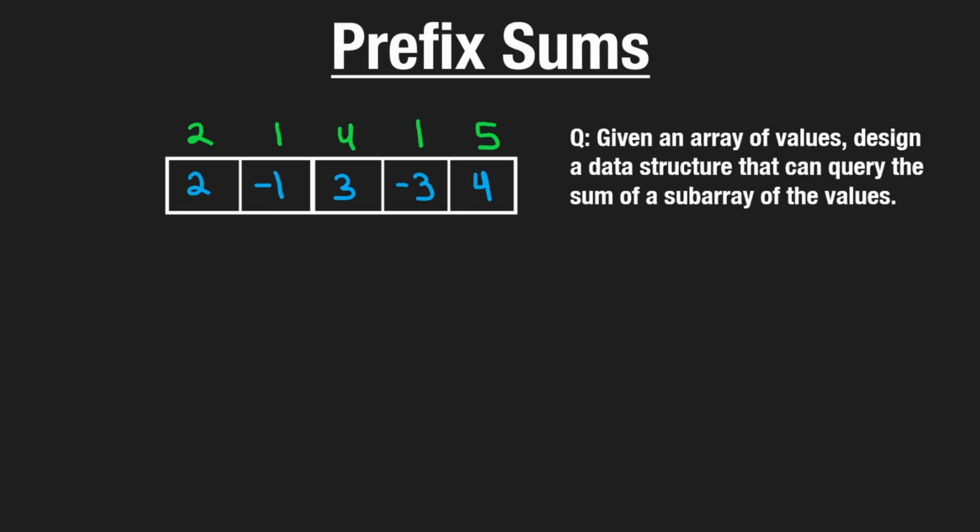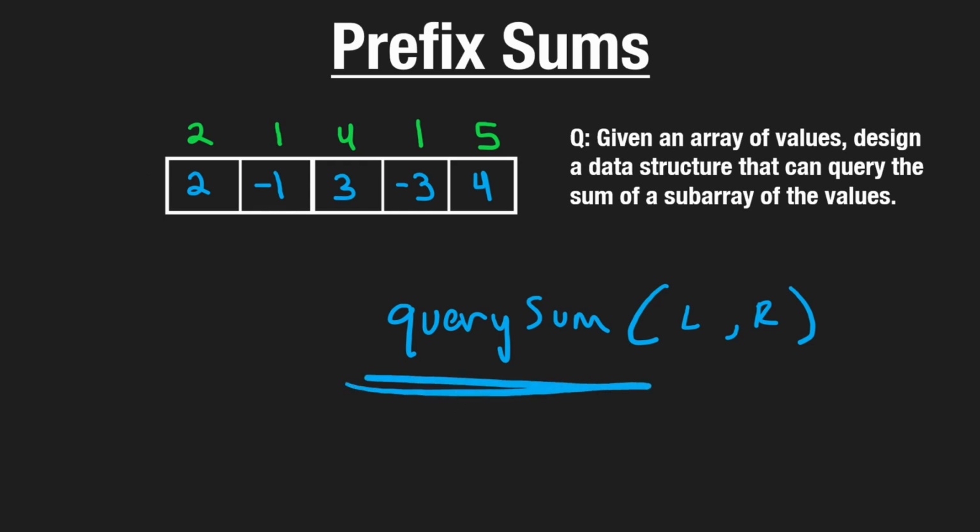The classic problem with prefixes is that we're given an array of values. So that this would be our array in this case. We want to design a data structure that can query the sum of a subarray of values. That sounds more complicated than it is. Basically, that means that we could call some function called maybe query sum and pass in 2 indices left and right. So maybe in this case, this is our left and this is our right. And this function could calculate the sum of this subarray.